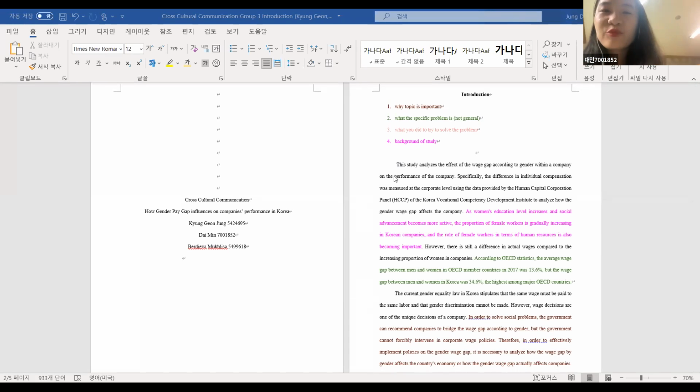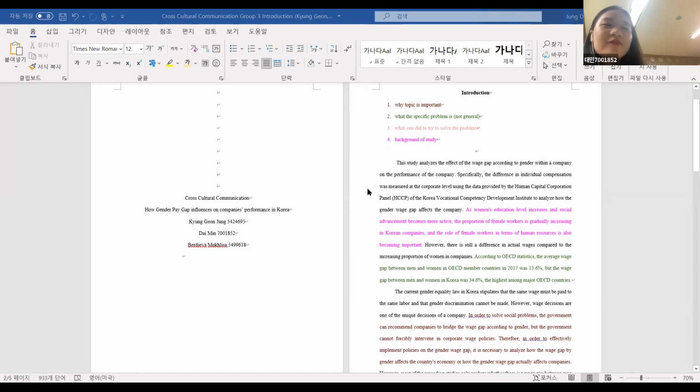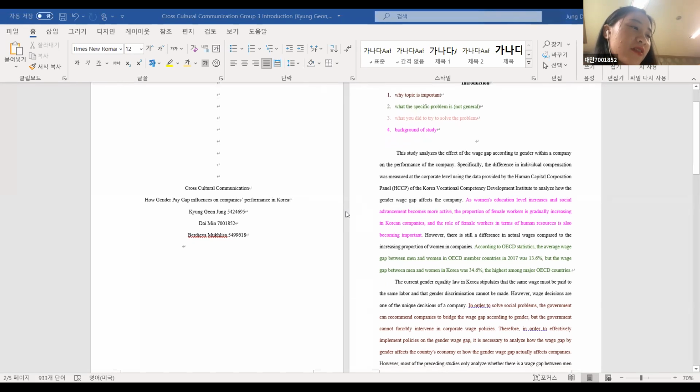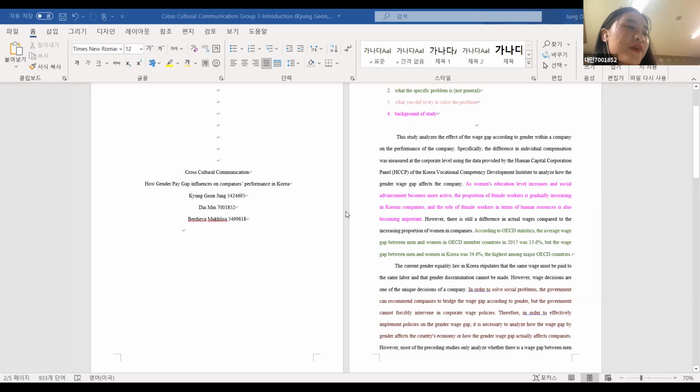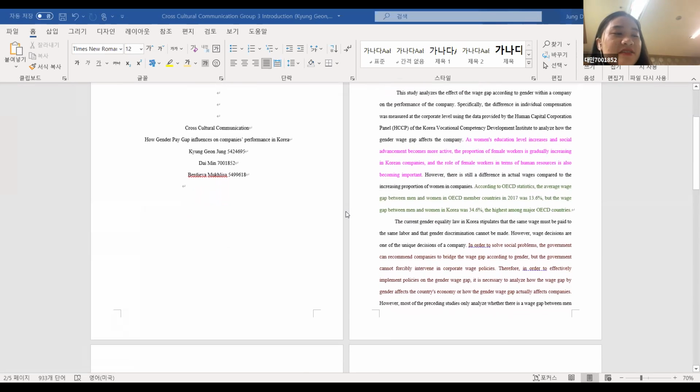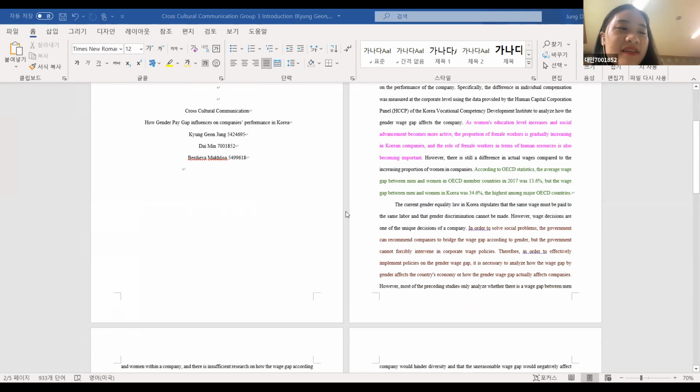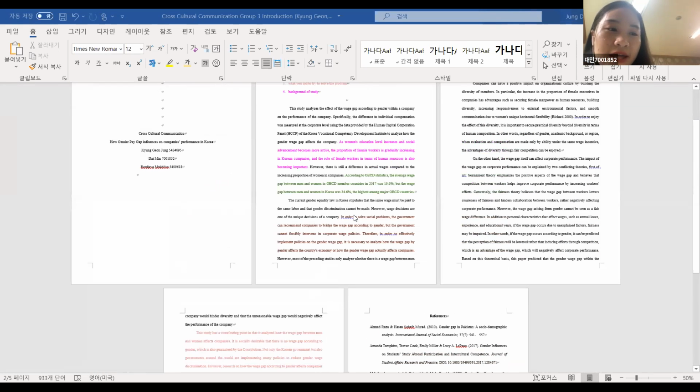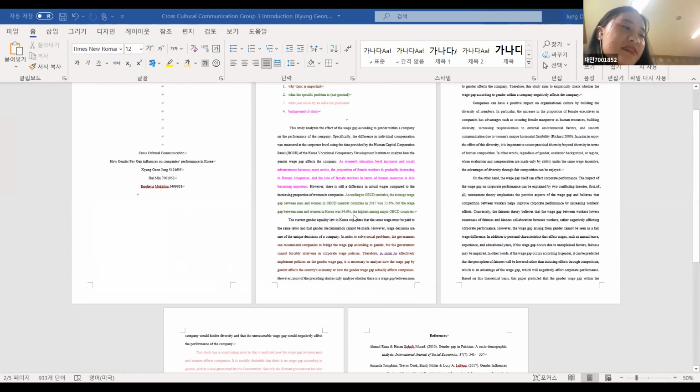And I will briefly explain why this topic is very important for 3 reasons. Firstly, if equality in pay for men and women improves the performance of enterprises, then it will go a long way towards further narrowing the gender pay gap. And secondly, there has been a lot of focus on measuring the gender pay gap and little attention on the impact it has on companies.